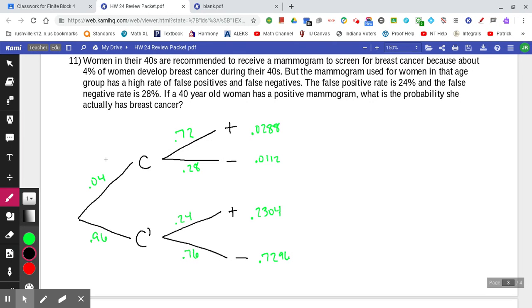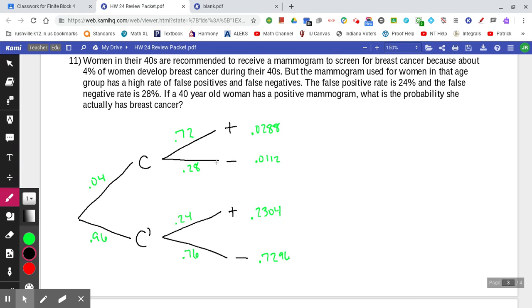So what that means is a false positive means that their test says that they have cancer, but it's false because they really don't have cancer. So if your test comes back positive, that's what you're really hoping for. But that is 24%, so that's 0.24, complement rule. That means that they don't have cancer and they receive a negative test is 0.76.